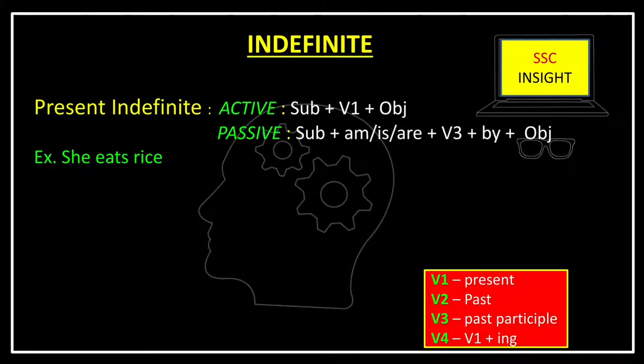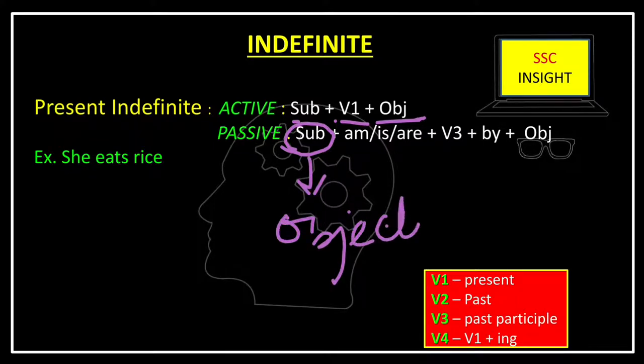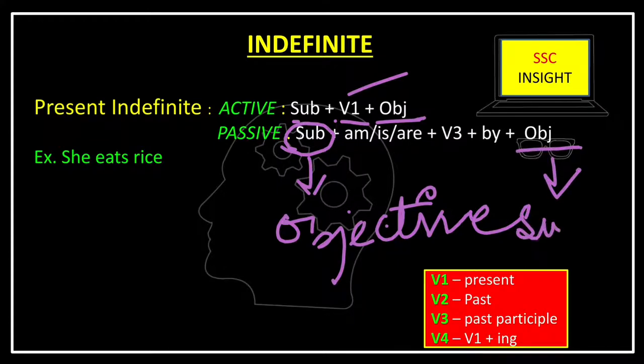So in case of present indefinite, the active form will be subject plus present form of verb plus object, and its passive will be subject, which is actually objective case, plus am or is or are plus past participle of the transitive verb plus by plus object, which is actually subjective case.